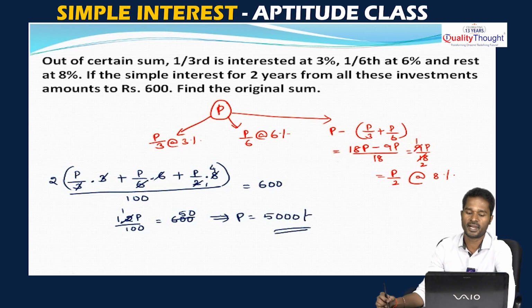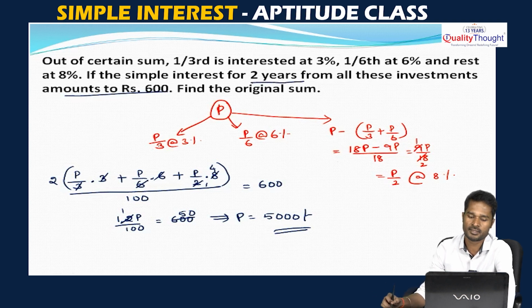So, this 5000 rupees is divided into 3 parts, in that P by 3 is given at 3 percent and 1 by 6th of it is given at 6 percent and the remaining, that is 1 by 2 of it, is given at 8 percent rate of interest. Now, what is the original amount? And he has also given that the total simple interest paid is 600. So, we used PTR by 100. So, 2 is common for all of them. So, I take 2 common.